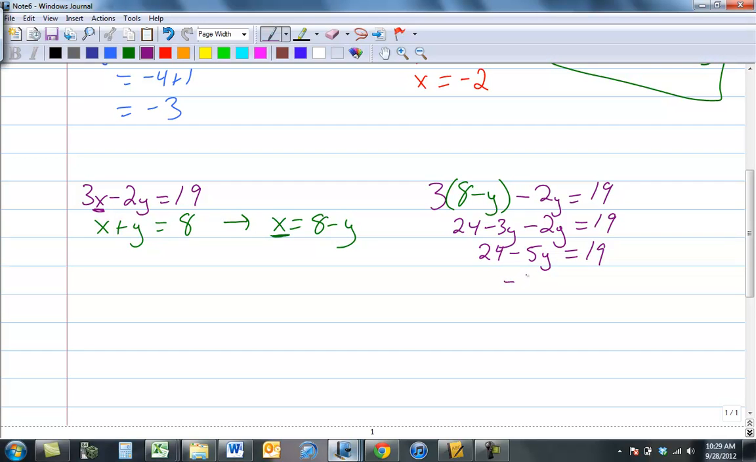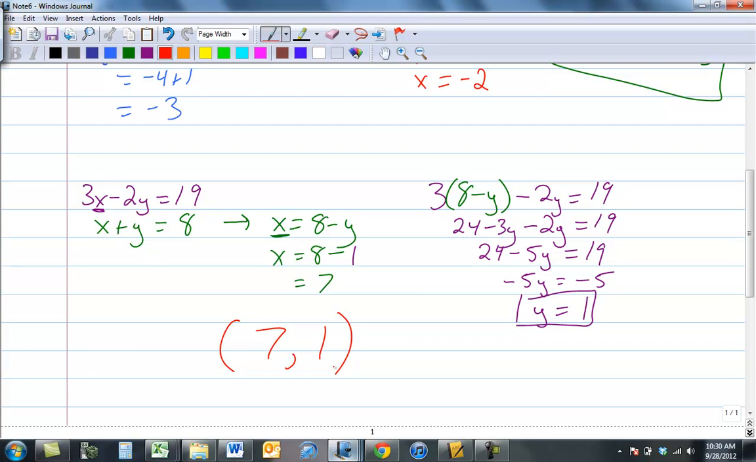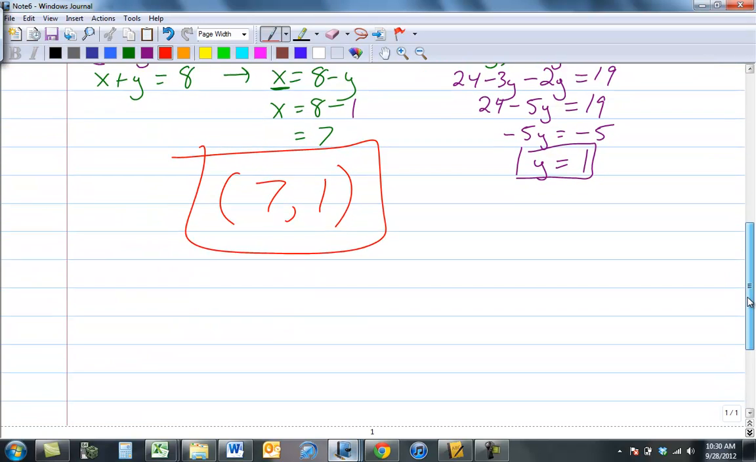Subtract 24 from both sides. You've got negative 5y equals negative 5. So y is positive 1. So we've got our y value. But again, that's half the battle. Now we've got to find x. X is 8 minus 1. So x is 7. So again, this is an ordered pair. Our ordered pair is going to be the point 7, 1. Substitution. Write your answer as an ordered pair.